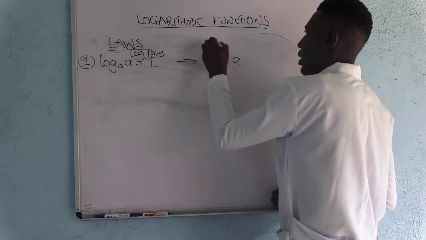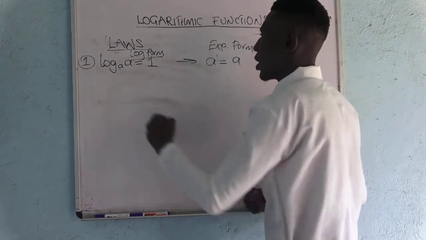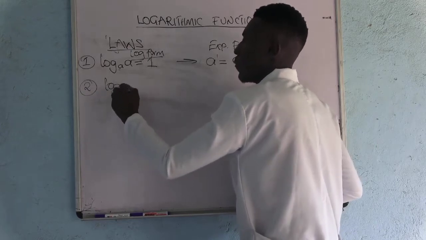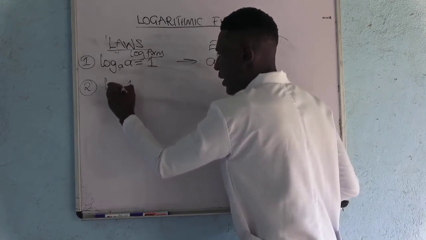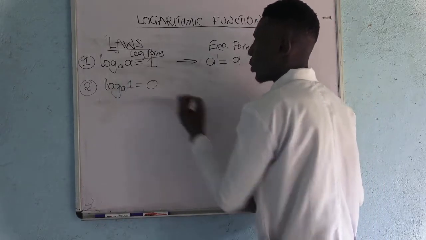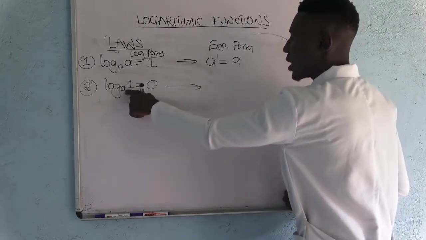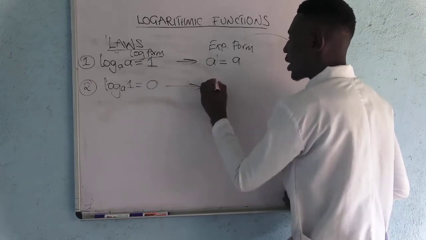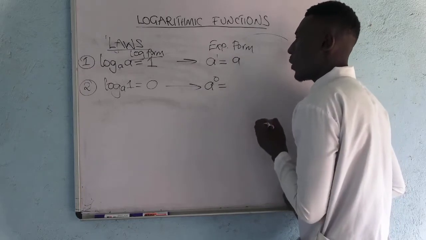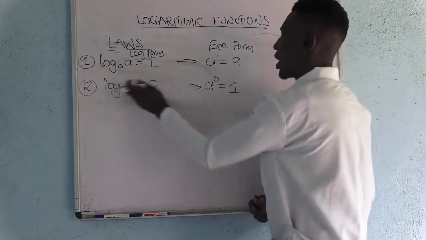So this is log form, and this is exponential form, like that. Then the next one is when you have log of 1 base a, what you're simply going to get there is 0. If I change this into exponential form, a is our base and 0 is the exponent. You know that any value of a, as long as it's not 0, raised to the power of 0 will simply give us 1. So if you check, they hold.